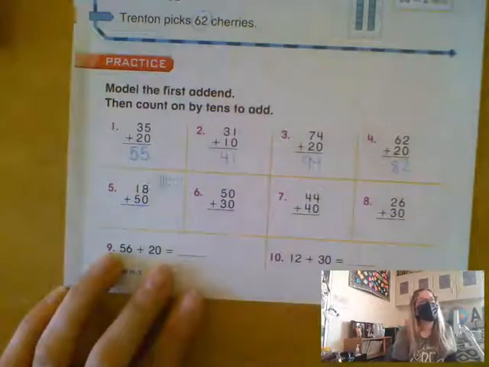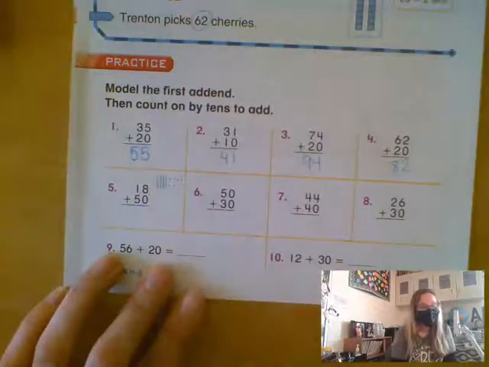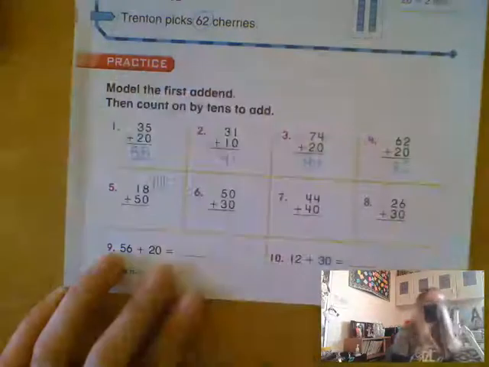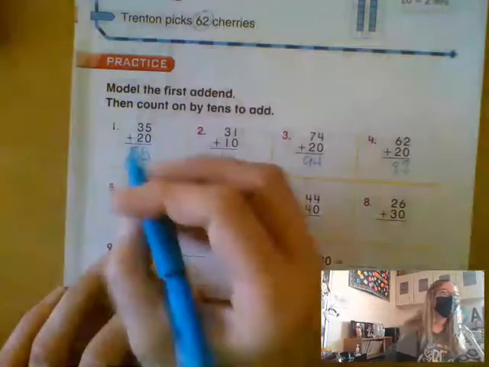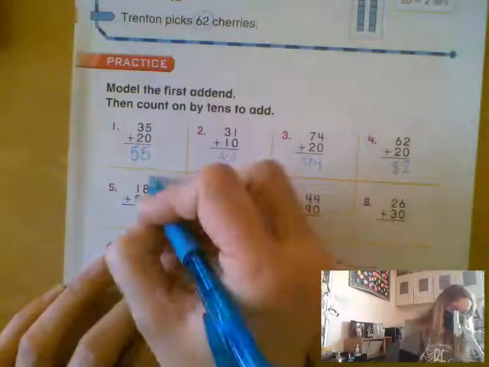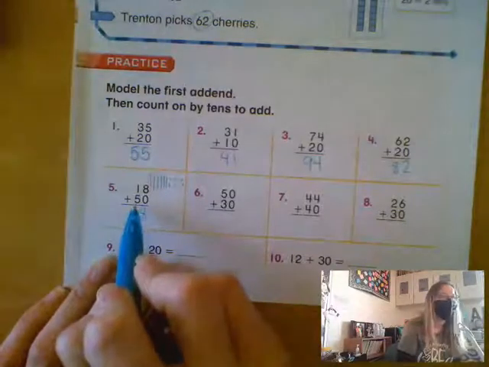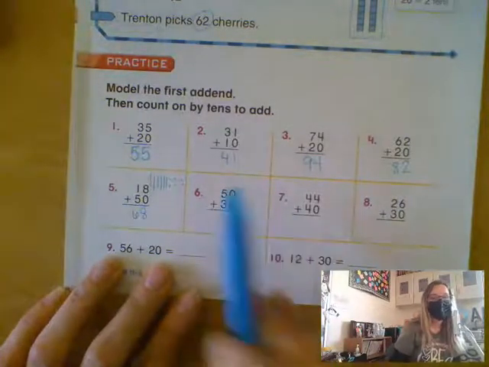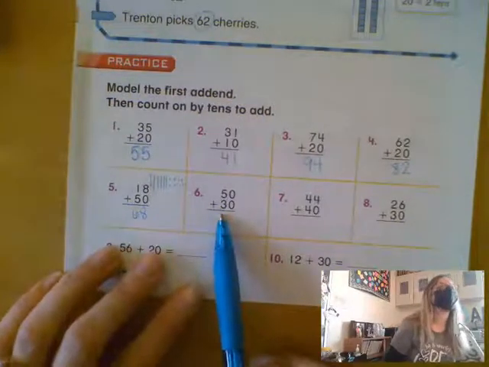Another 10 would be, another 10 would be, and then another 10 would be 68. Good job. See how there's 5 10s there? So you have to count up 5 10s. So 50. Somebody count on by 3 10s. Go ahead, Austin.